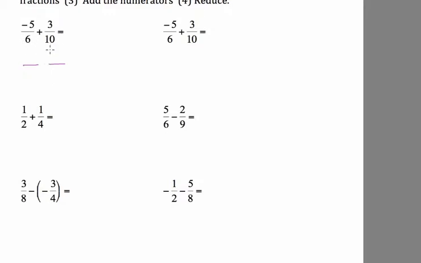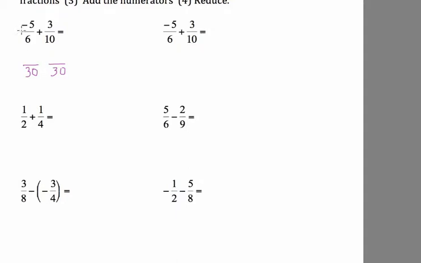Number 4, reduce. So for example, the first problem, I want the least common multiple of 6 and 10. That means I want a number that both 6 and 10 divide evenly into. It will be a number larger than 6 and 10. In this case, 30 will work. 6 divides into 30 evenly, 5 times, and 10 divides evenly into 30, 3 times. So that is my common denominator.